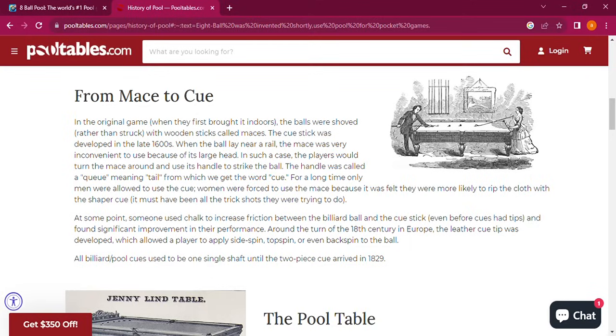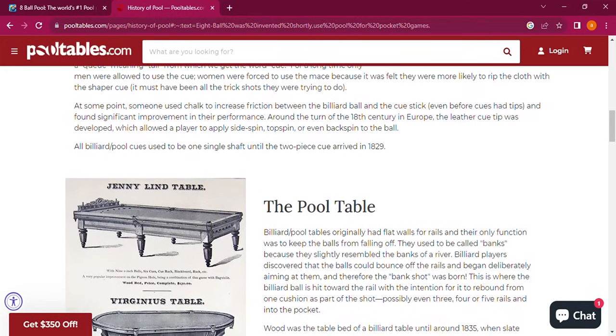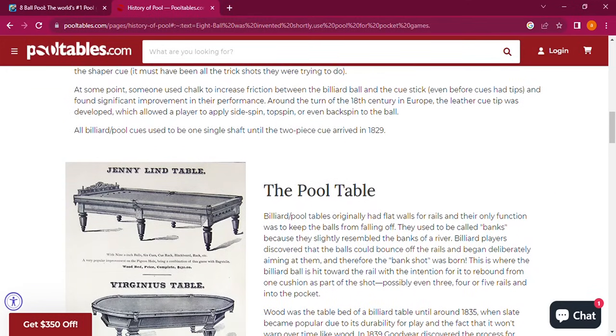For a long time, only men were allowed to use the cue. Women were forced to use the mace because it was felt they were more likely to rip the cloth with the sharper cue. It must have been all the trick shots they were trying to do. At some point, someone used chalk to increase friction between the billiard ball and the cue stick, even before cues had tips, and found significant improvement in their performance.